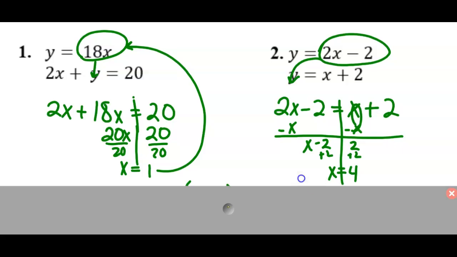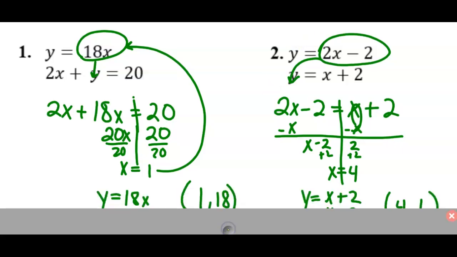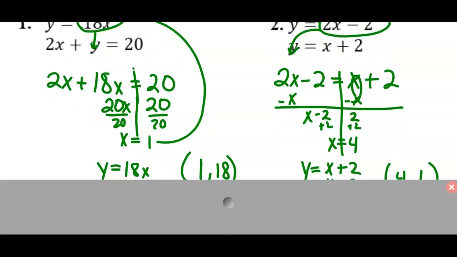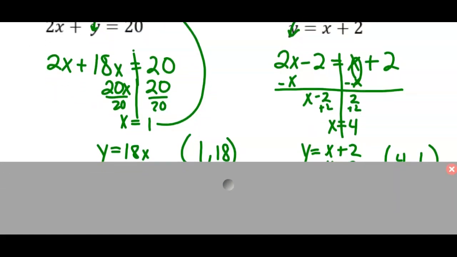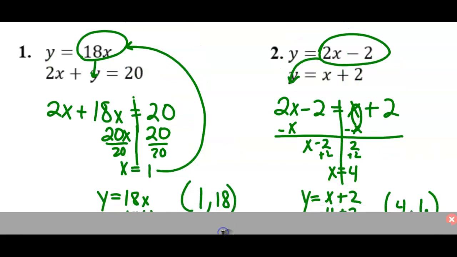So now I'm going to take that x equals 4. And you know what? You can plug it into either one of these. I would do the second one because it's easier math. 4 plus 2 is 6. Here, you'd have to do 2 times 4 and then subtract 2. So I would plug it into the second one and go from there. When you do that, again, you're going to get 6.